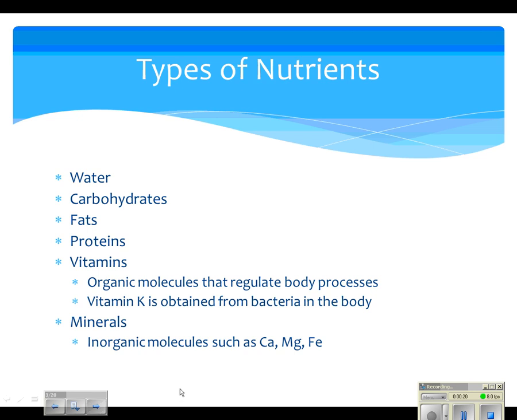We talk about different types of nutrients. We have water, carbohydrates, fats, proteins, and vitamins, which are organic molecules that regulate body processes. Vitamin K is actually a vitamin that's obtained from bacteria in the body. And we have minerals, which are inorganic molecules, such as calcium, magnesium, and iron. Calcium we use for bone strength, and iron we find in the hemoglobin of blood. The vitamins and minerals are found in very small amounts compared to the other nutrients.